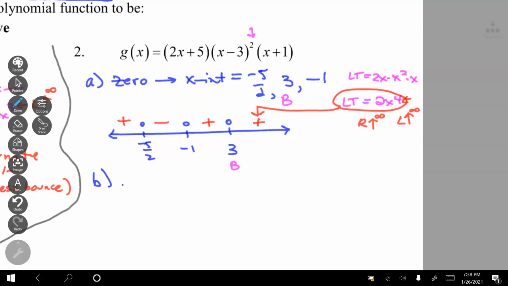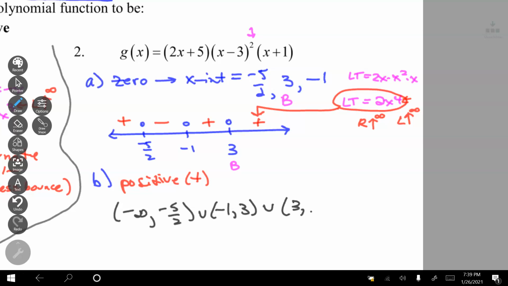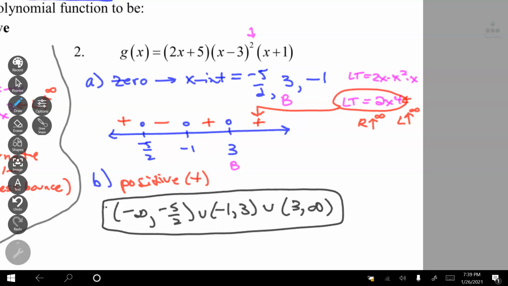Part B, I want to find the positive values, where the plus signs are at, and I have 1, 2, 3, 4 regions here. So -infinity to -5/2, union -1 to 3, union 3 to infinity. I have to break that up because even though they seem connected, they're not. Right at x equals 3, the value of the function is not positive, it is 0.